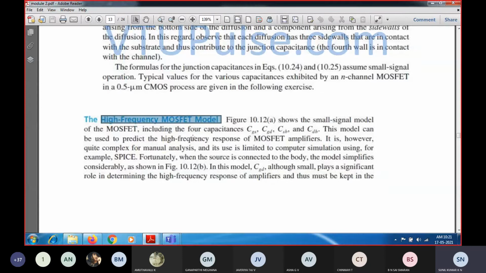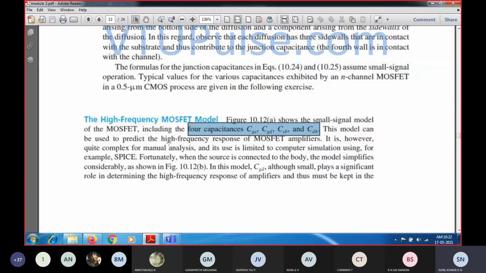So that is what we are going to discuss, developing a model from the small signal model to the high frequency model. The amplifier response depends upon the higher frequency. When we develop the high frequency model, we are going to consider all the internal MOSFET capacitances, these four capacitances. Figure 10.12 shows the small signal model of the MOSFET including the four capacitances, which is nothing but the high frequency model.